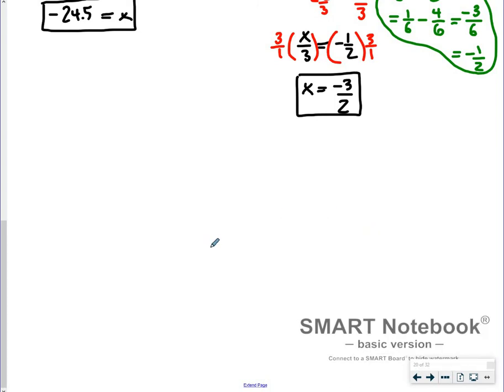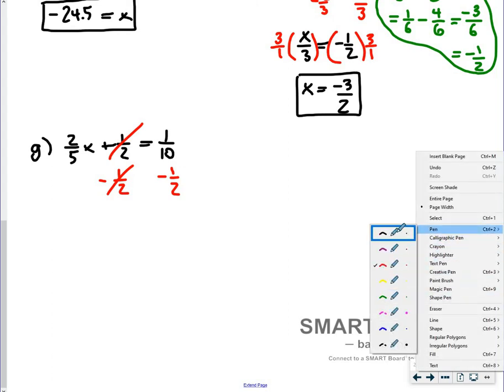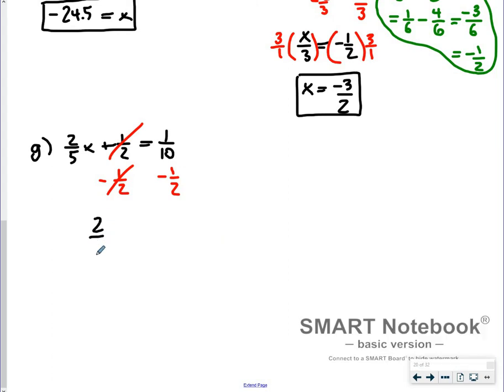Okay, so I just need to write these down. G, 2/5 x plus 1/2 equals 1/10. So work through SAMDEB. Do the addition subtractions first. So I'm going to take care of this positive 1/2 first. Subtract 1/2 from both sides. 1/2 minus itself is 0. So all that remains on the left is 2/5 x.